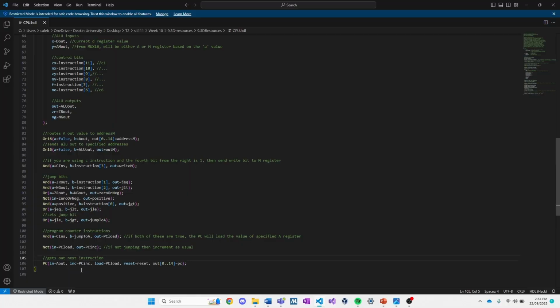So if this is true, that means it is not going to load. So that just means it's just going to increment to the next instruction. It hasn't been told anything special, it's just going to do what it usually does. But if this isn't true, and the load is true, then it will instead load an instruction that it will have to go to, and in that case, it will go to that instruction, and then keep on going about its business.